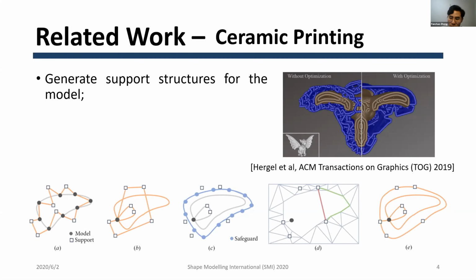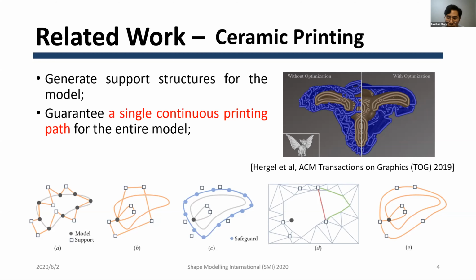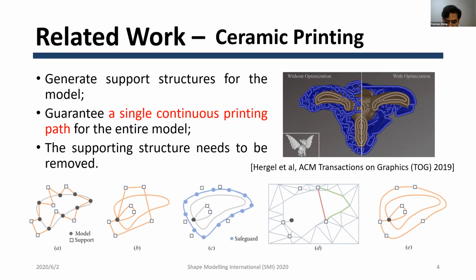Again, et al. proposed a method for integrating tool path planning and support structure generation. The work guarantees a single continuous printing path for the entire model, but the support structure needs to be manually removed later.